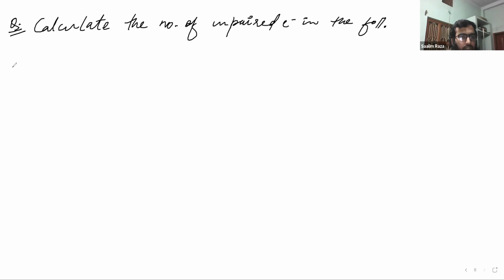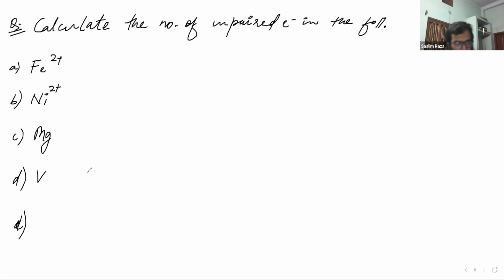Let us take, for example, Fe. Let us take the ionized form, Fe2+. Just take the same metals that we took earlier. Ni2+. Let us take magnesium, vanadium, and let us take aluminium. Calculate the number of unpaired electrons in the following.